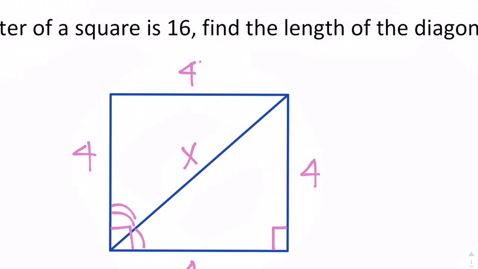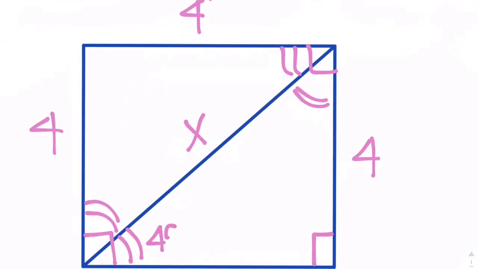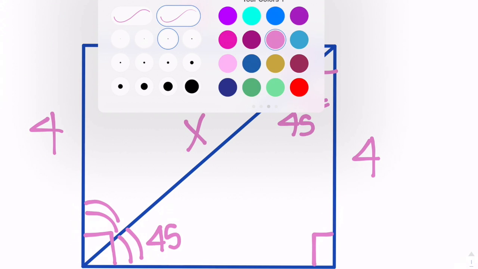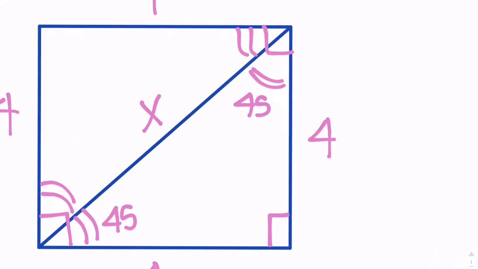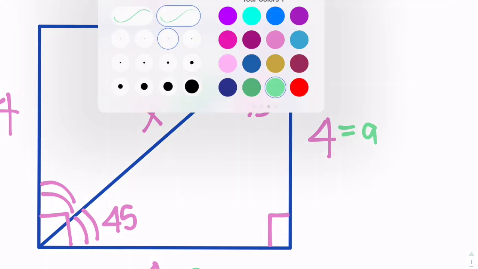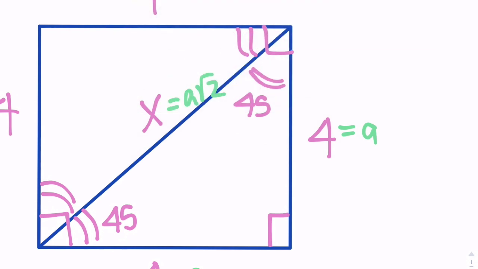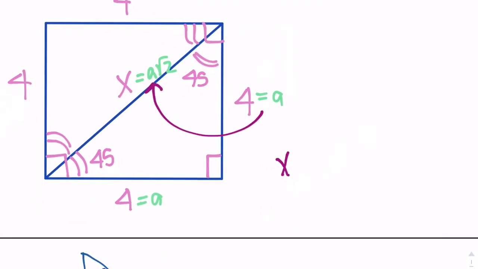And if these are all right angles and they're bisected, that means that this right here is a 45, 45, 90 triangle. All right, once we see 45, 45, 90, I want you filling in. This is A, this is A, this is A root 2. Now we can start looking at the numbers. And if this is A, that means X must be 4 root 2. That's the length of the diagonal.